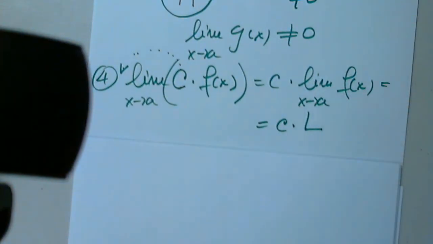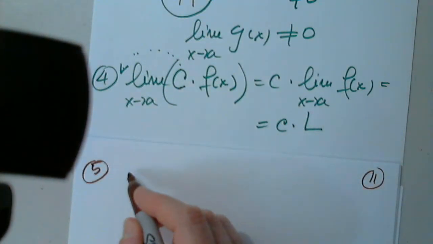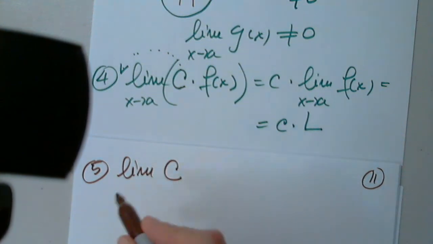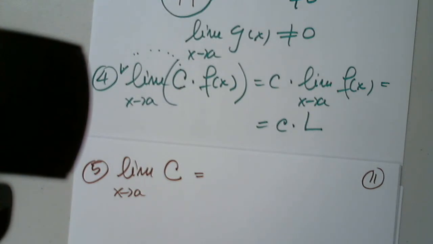Number 5. The limit of a constant as x approaches a from either side. What do you think? Wild guess. Who cares where x is going? What is the limit of a constant? What is the limit of 5? Constant. Of course, of course. Who cares? Okay, very good.